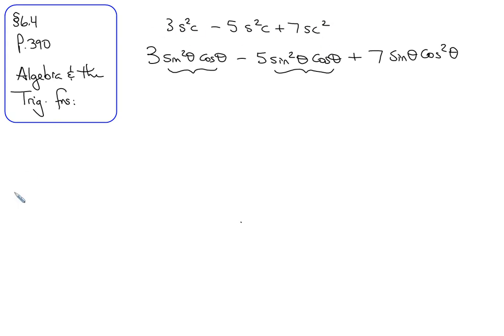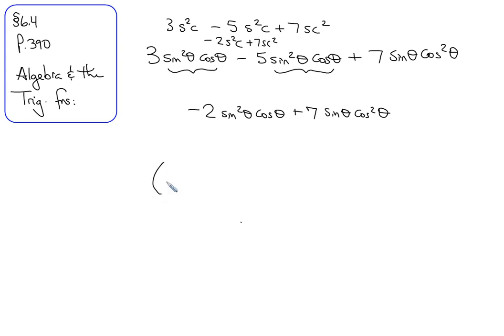Which of those are like terms? The first two. What would those first two combine to give you if it was just s's and c's? Negative 2 s squared c plus 7 s c squared. What is this going to give you? Negative 2 sine squared theta cosine theta plus 7 sine theta cosine squared theta. It's exactly the same thing. Do you guys see that? But instead of having individual letters as variables, now we have trig functions of variables as our variables. But it works the same way. So that would be your answer.